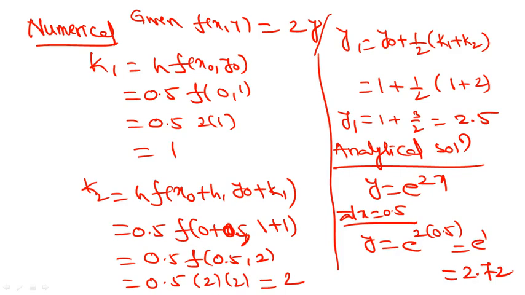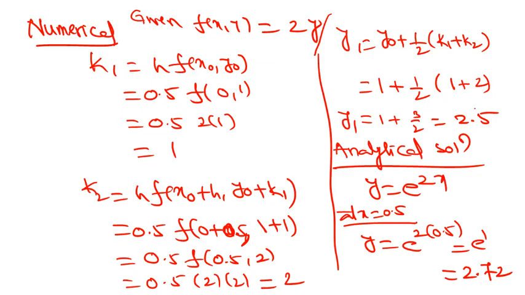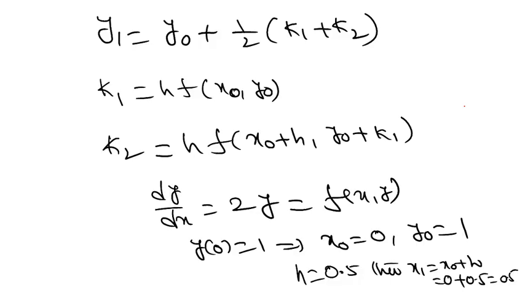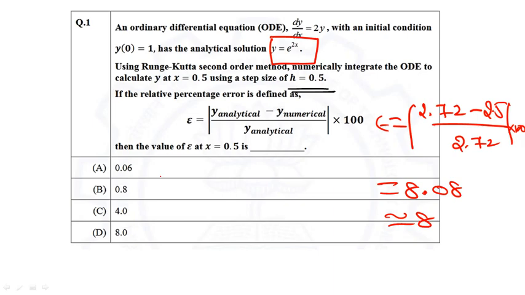Now the required epsilon value: epsilon equals the analytical solution 2.72 minus the numerical solution 2.5, divided by 2.72, into 100. Using a calculator, a scientific calculator will be provided to us in GATE, that is 8.08, equal to 8. So option D is correct, equal to 8.